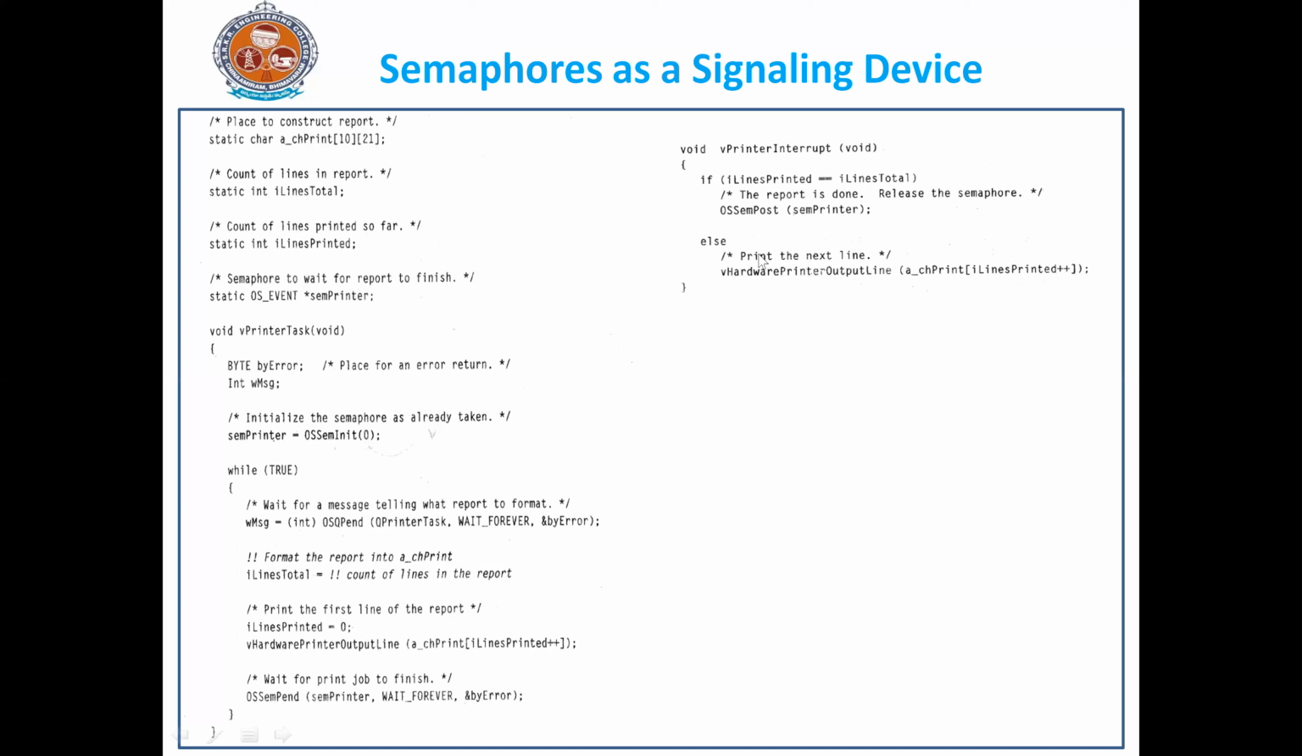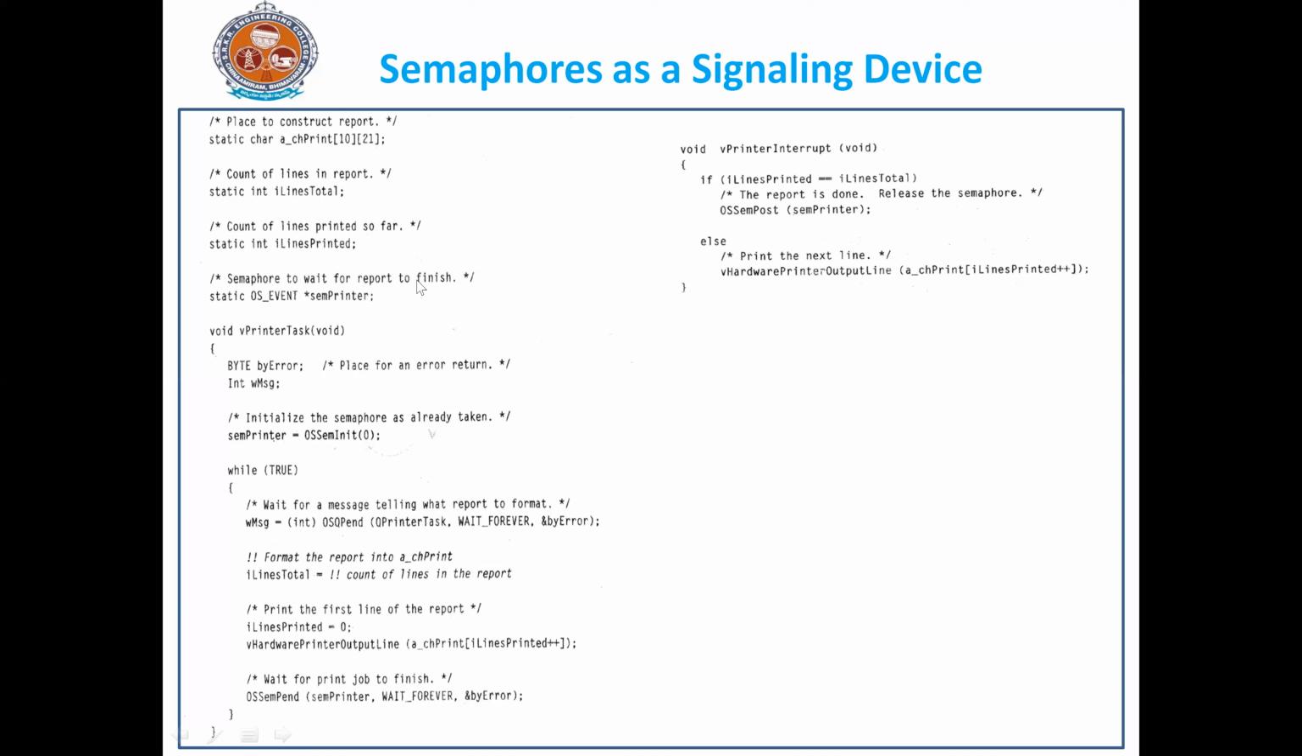Otherwise, suppose the number of lines printed till now is only 6. Then it is less than the total number of lines, which is 10, so it has to print the next line. It sends the next line to the hardware printer output. Again it will count, and after completing the total number of lines, it will release the semaphore.